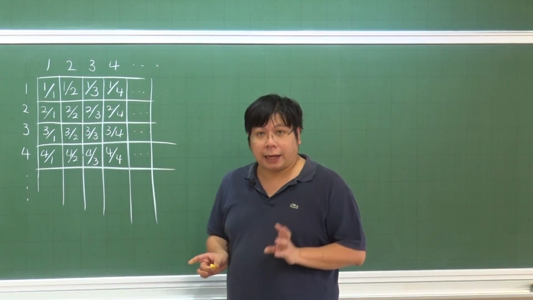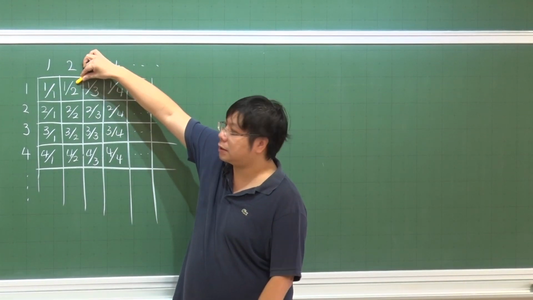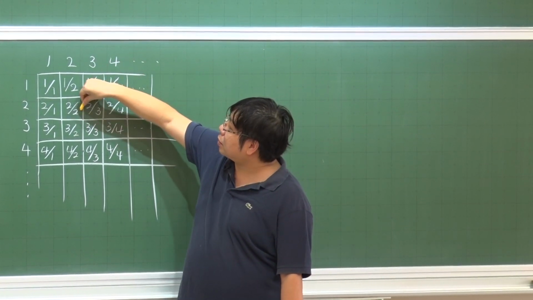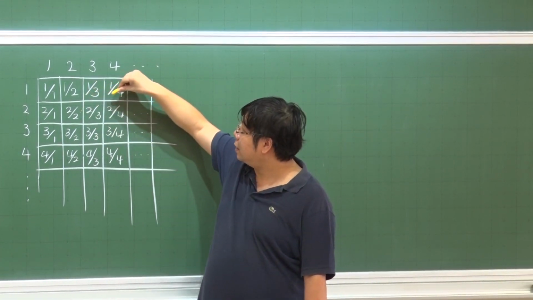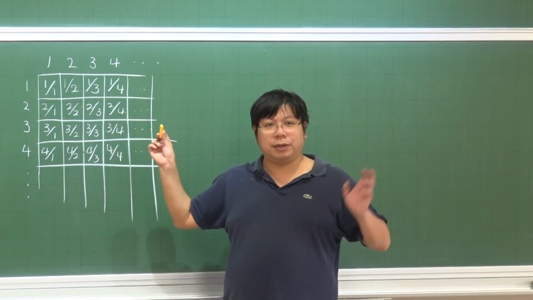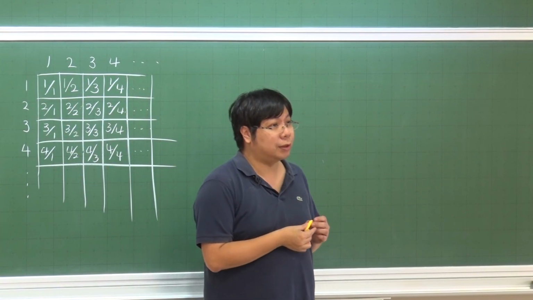If you think of them as rational numbers, then this is 1, this is 0.5, this is 1 over 3, this is 1 over 4. But this is also 1. 2 over 2 is equal to 1, okay? And 2 over 4 is still equal to 0.5. But let's forget whether they are rational numbers or not. I just think of this as a symbol.